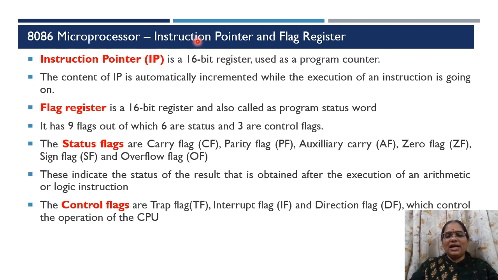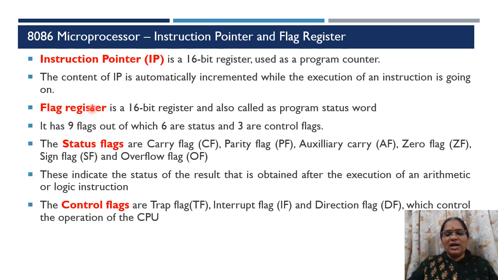Then the last two are the instruction pointer and flag register. The instruction pointer, which is a 16-bit register, just acts like a program counter. That is, you write a program for a specified function to be performed. For a program, you have a starting address that will be initially loaded into the instruction pointer. Once you start executing the instructions line by line, automatically the instruction pointer will be incremented and point to the next instruction to be executed. So then and there, whichever instruction is to be executed will be pointed to by the instruction pointer.